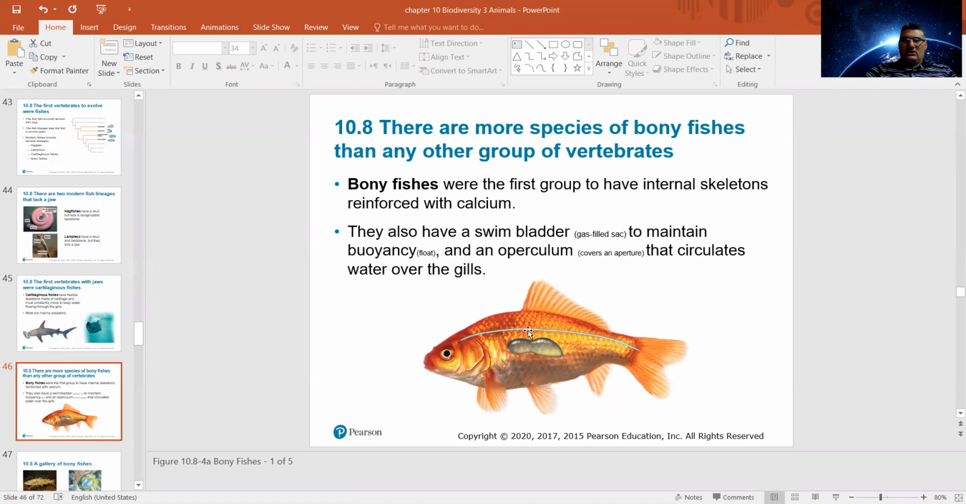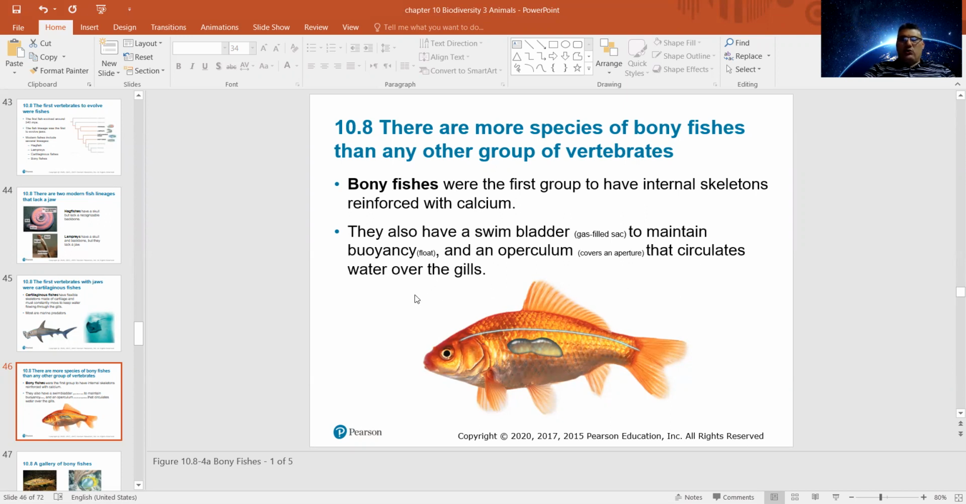So we have the swim bladder to maintain their buoyancy, which is floating. They can float. They also have something called the operculum. The operculum is something that covers an aperture or an opening. So these are going to cover the openings, so the openings are not exposed.